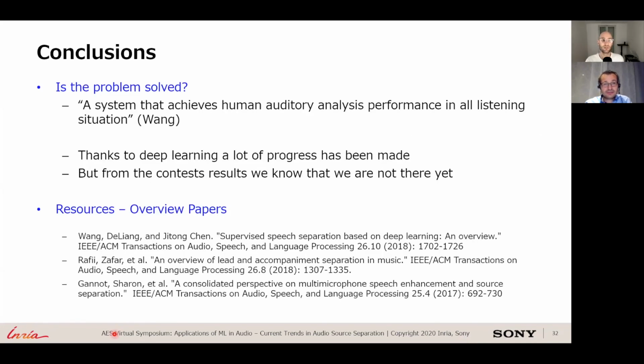Okay, so this brings us now to the last slide, to the conclusions. At the end, is the problem solved? In order to say whether it's solved, we need to have a target, and the target should be that we want a system that achieves human auditory analysis performance in all listening situations, which was a goal set by DeLiang Wang. Thanks to deep learning, a lot of progress has been made in the last years. But from the contest results, we know that we are still not there yet. There are still songs, for example, where we know that the separation quality is not sufficient and where we need to improve.